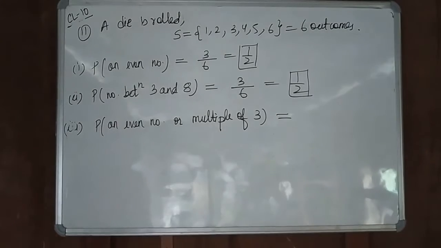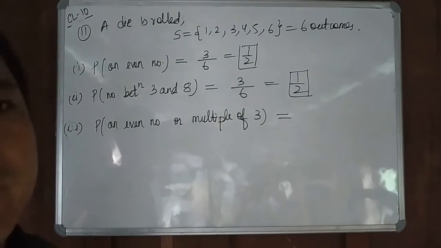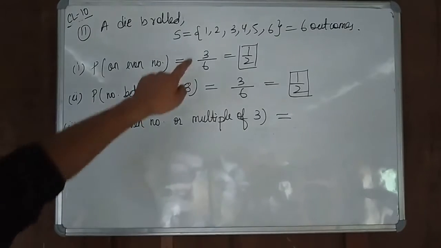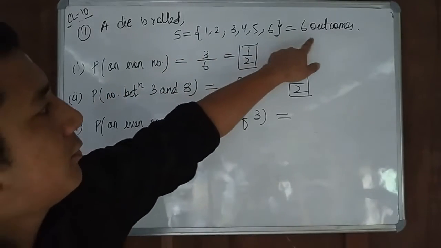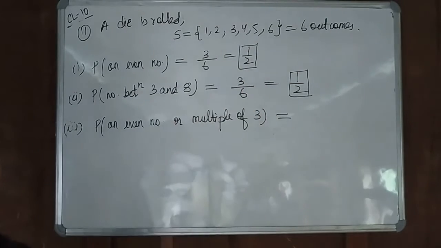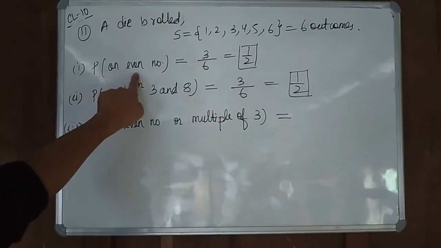Alright boys, let's proceed with question number 11. Number 11 is a similar type of question. The question says a die is rolled. So whenever die is rolled, the sample space is 1, 2, 3, 4, 5, 6. So 6 outcomes. Okay. Question number 1 is find the probability of getting even number.